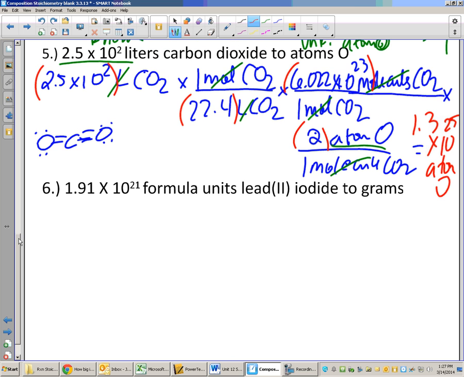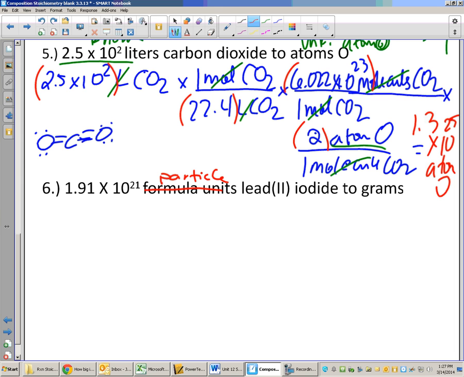1.91 times 10 to the 21 formula units of lead II iodide to grams. All right. So instead of writing formula units, let's write something a little more general. What's a general name for one of these things? There were 3 different types. Representative particles. So instead of writing formula units, I'm just going to write it as a particle, because I think that'll ring a bell a little bit more than formula unit, right?